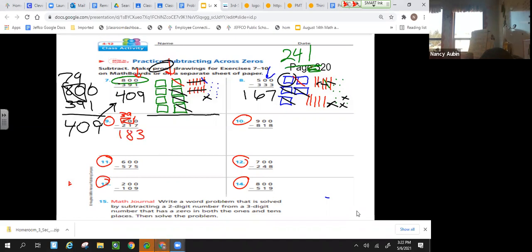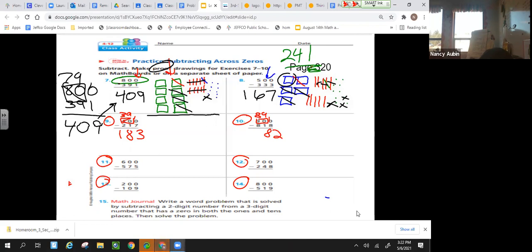Did you get them to go back to this page if you are on the next page? Check your work. Because mistakes are really a blessing. They help you learn, right? It's okay if you make a mistake. That's how we learn. 900 minus 818. Can't do that. 89. 10 minus 8 is 2. You should have got 82.